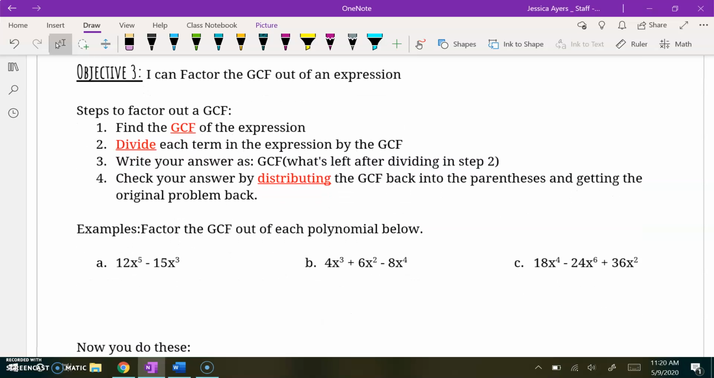The first step is to find the GCF of an expression. Then what's going to be different is you're going to divide each term by the GCF. You'll write your answer as the GCF times whatever's left after you divide, and then check your answer by distributing the GCF back into the parentheses and making sure you get the original problem back.